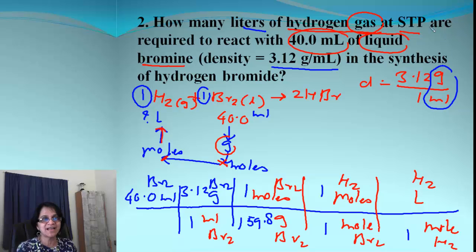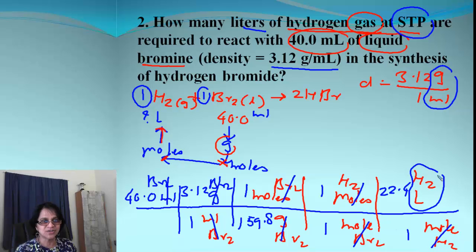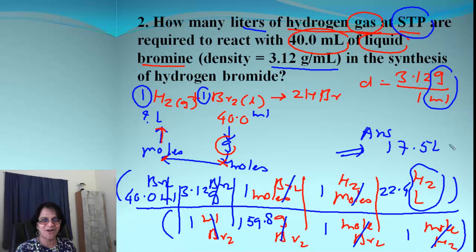Since hydrogen is a gas and at STP, we can complete that with 22.4 liters. When all these things are filled in, you can cancel all the units, and then what is left over is liters of hydrogen. So simply multiply all the numbers in the numerator, divide by the denominator, and what do we get as the answer? The answer is 17.5 liters of hydrogen. So don't you think it was easy?